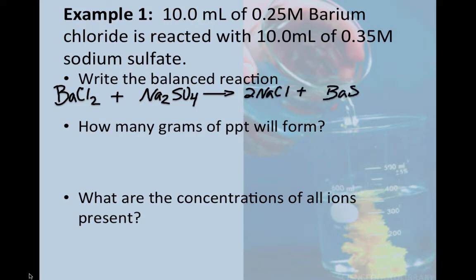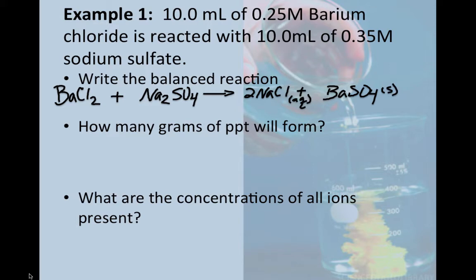So which one is the precipitate here? Do you remember the solubility rules? All of the chlorides are soluble except for silver, mercury, and lead, and I don't have any of those here. So this is not a precipitate, it's aqueous. But the sulfates have 6 exceptions: silver, mercury, lead, and also barium, strontium, and calcium. Therefore, I know that barium sulfate is my precipitate.